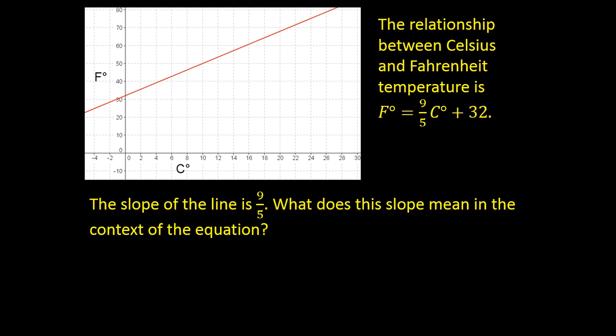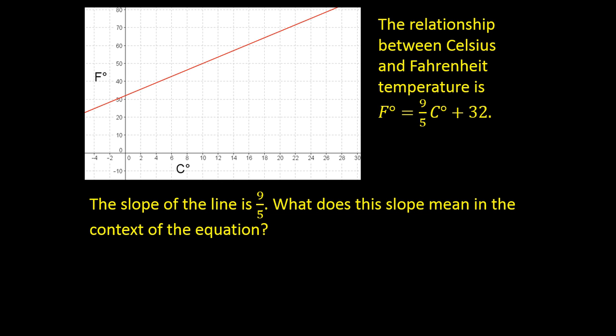Let's look at one more thing about this equation. We know that the slope of the line is 9/5. That's because the equation is in slope-intercept form. What does this slope mean in the context of the equation? So in the context of the equation means that the two things that are being related here are Fahrenheit temperature and Celsius temperature. What does 9/5 have to do with that?